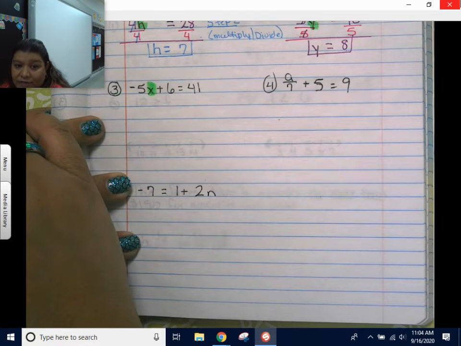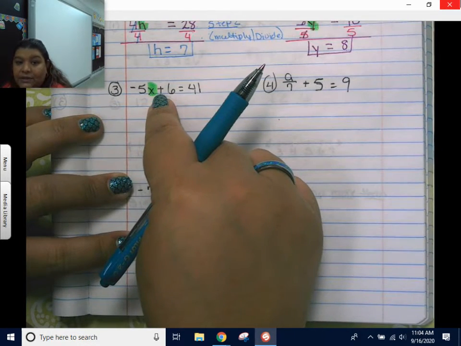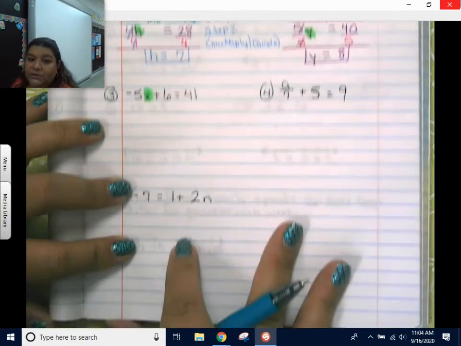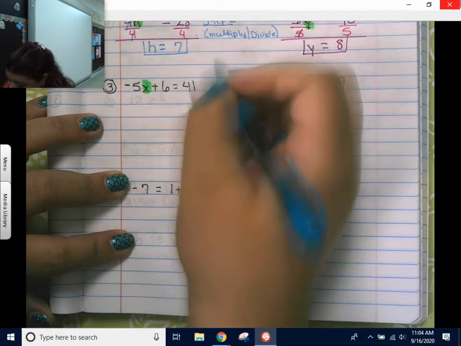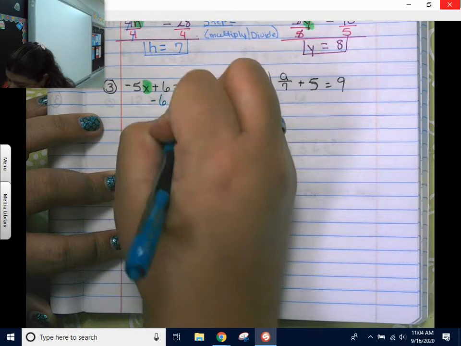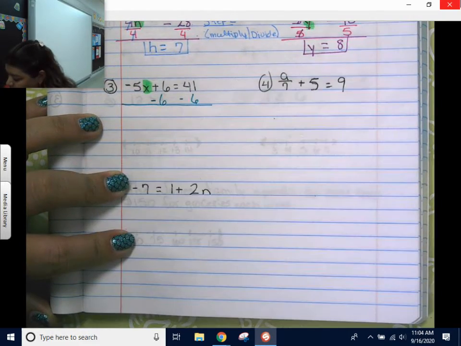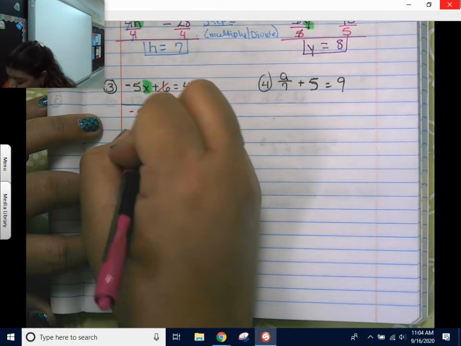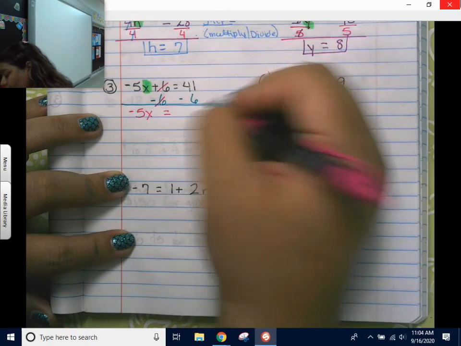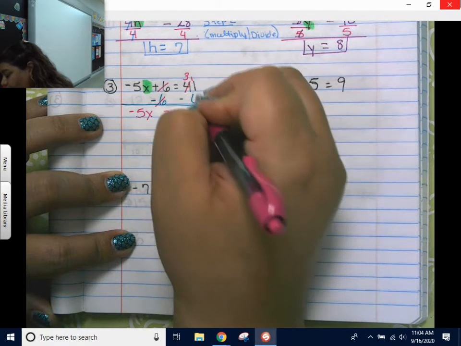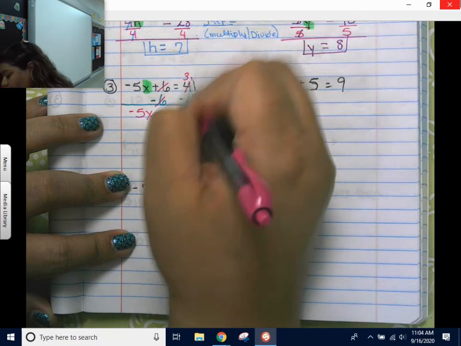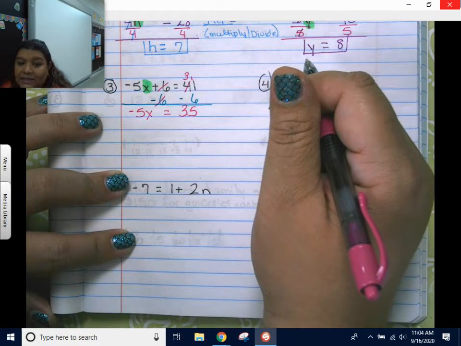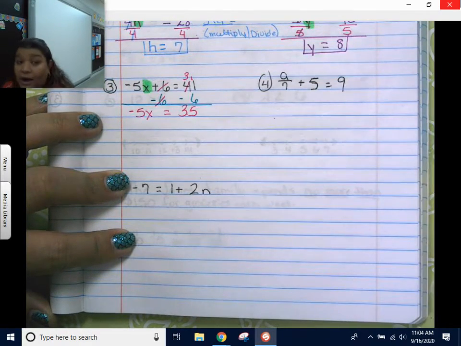Do I get rid of the multiplication first or the addition first? Addition first. Okay, always get rid of the addition or subtraction. So the opposite of adding 6 would be to subtract 6 from both sides. Okay. We'll do the math. 6 minus 6 is 0. Nothing happened to the 5x, so he comes down. 41 minus 6, that's 5, 3, 35. Okay, so now I have negative 5x. So negative 5 times something will give me 35, a positive 35.